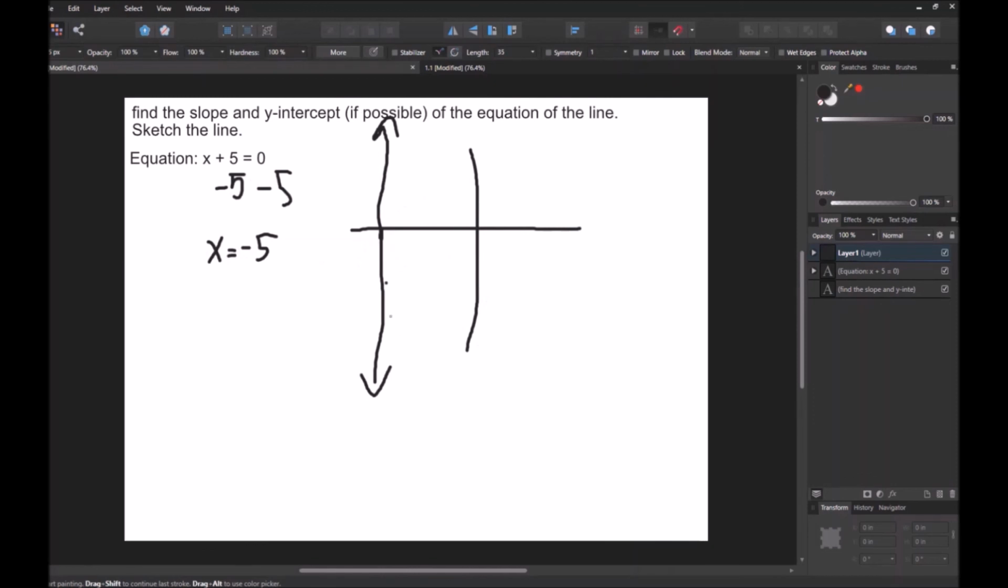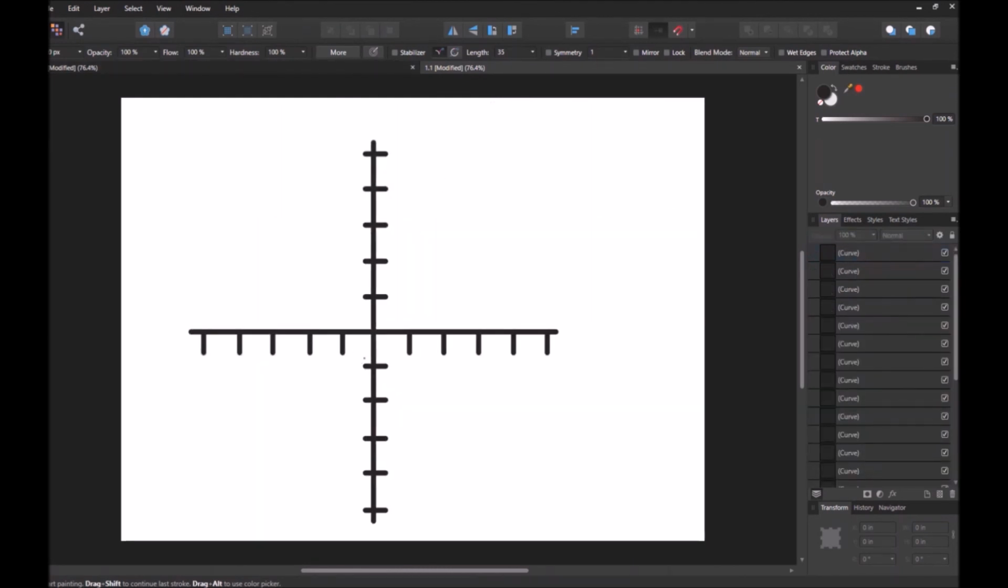So when you see a vertical line like this, you should always be thinking slope is undefined. And you also can see that a vertical line like this will never cross the y-axis, meaning there is no y-intercept. There's no need to write y-intercept because there isn't any. So when we go to graph this, we're going to graph our point at negative 5 and just draw a vertical line straight up and down.